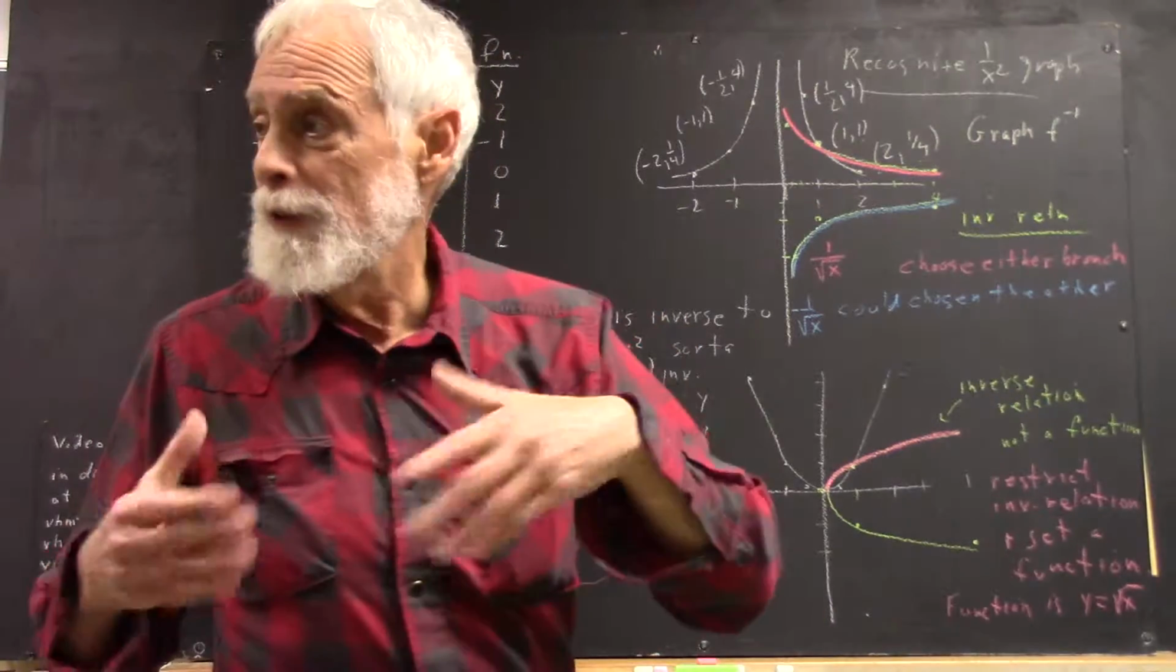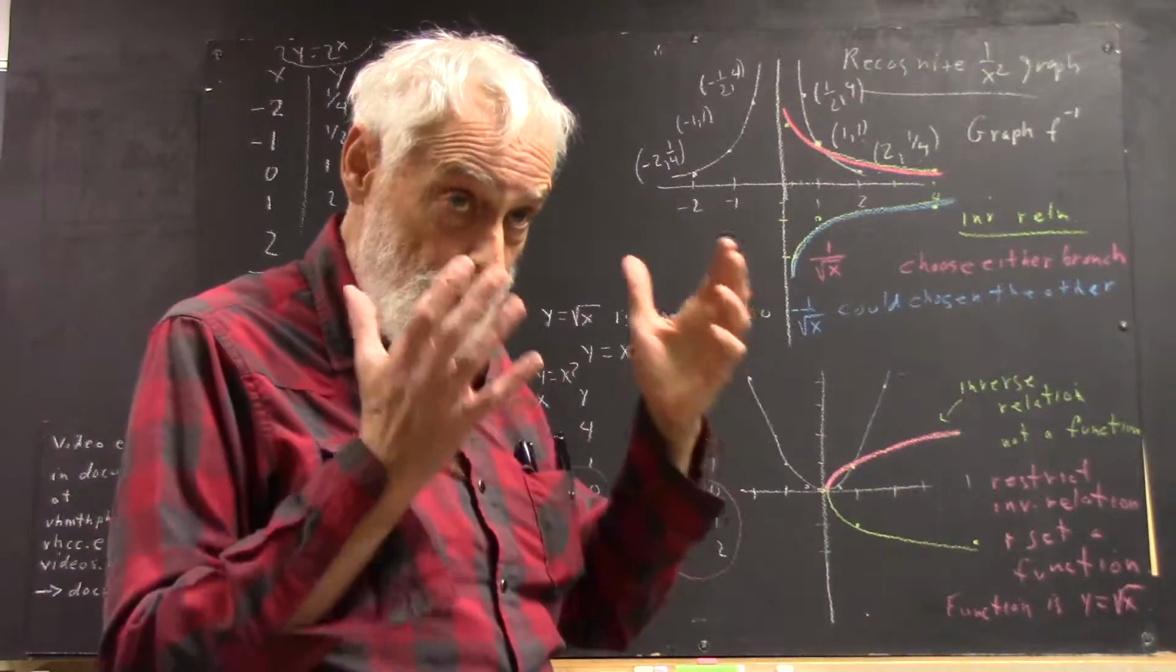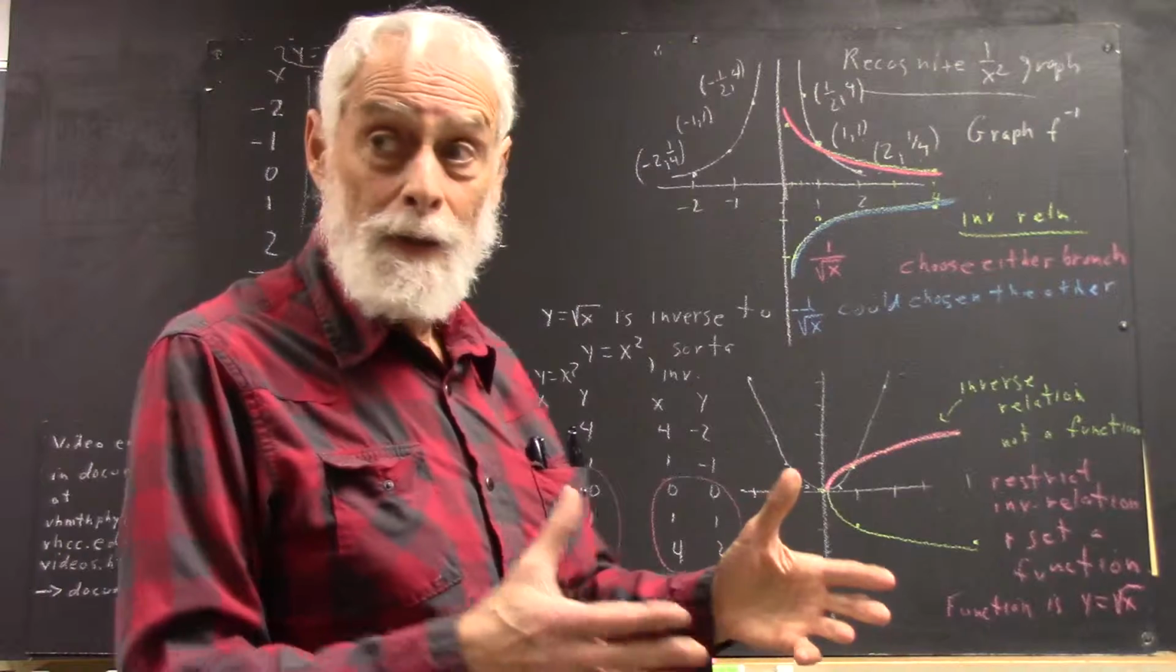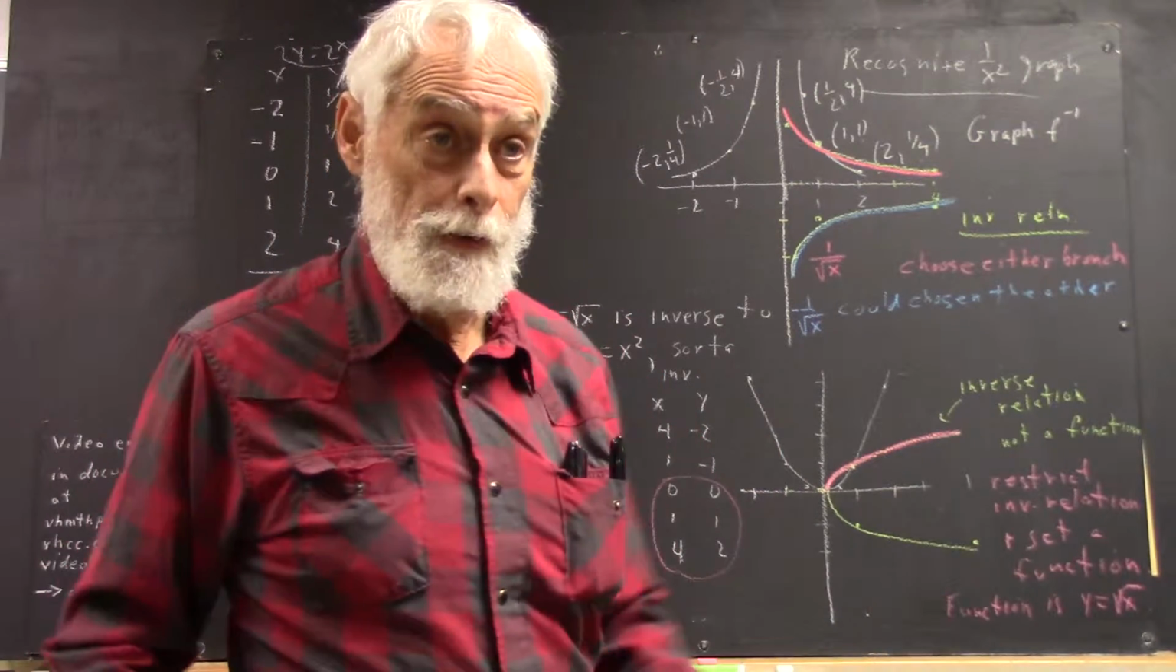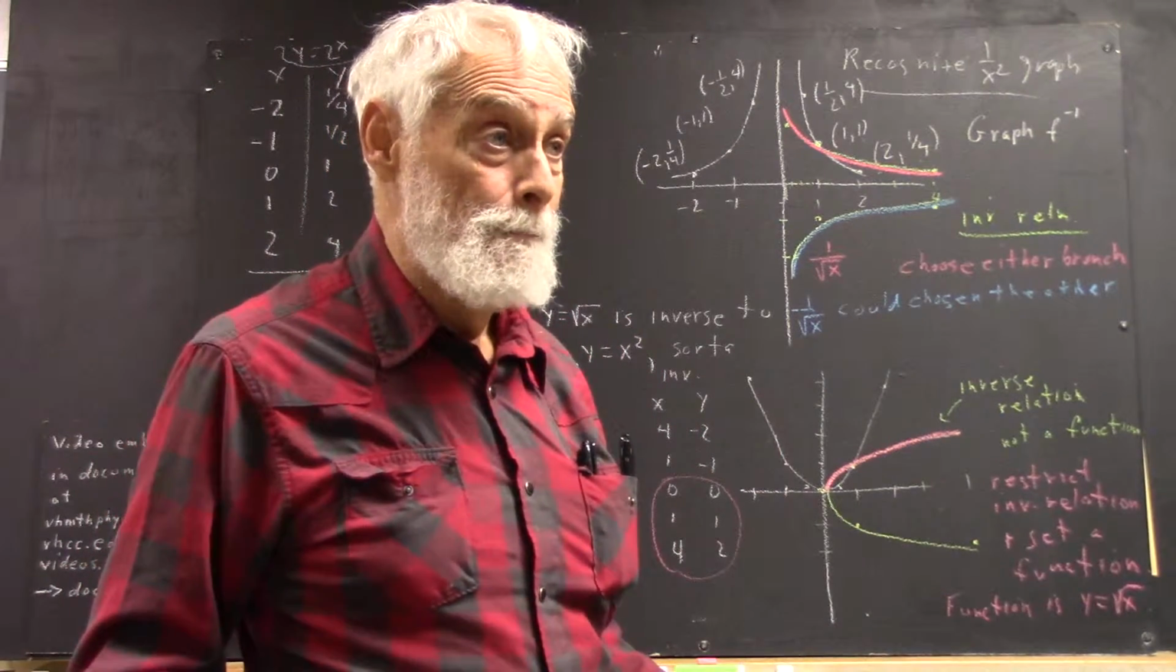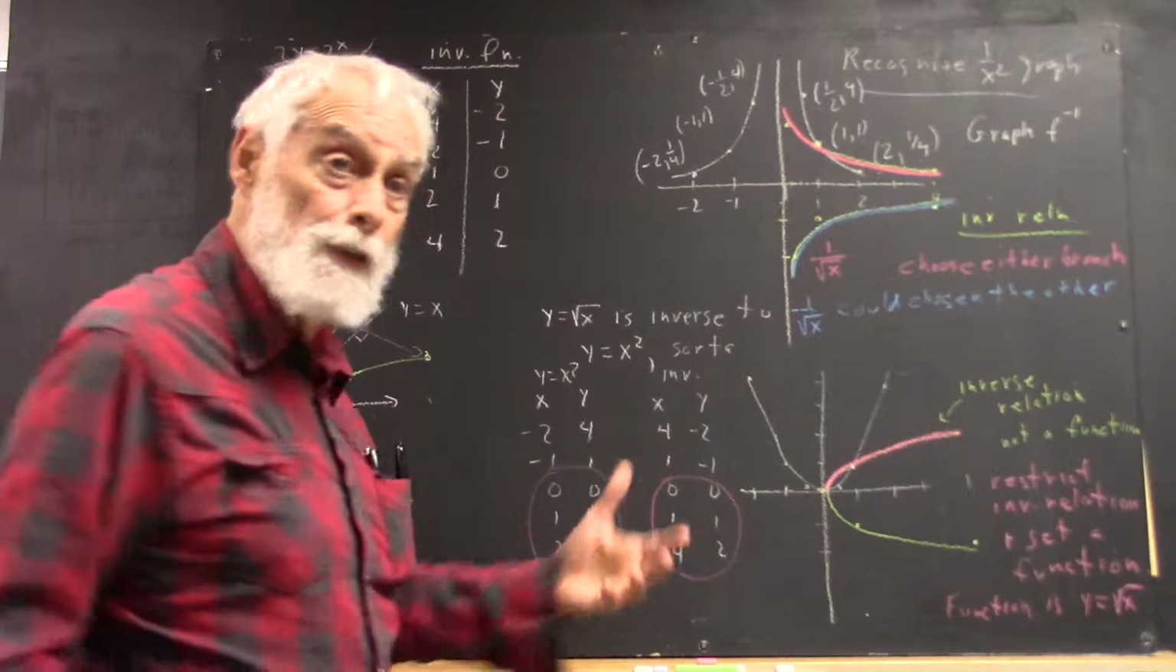And when I say, there are problems that state it this way: if it's not one-to-one, then choose a branch of the function. Okay? Restrict the domain. That's another way of saying it.